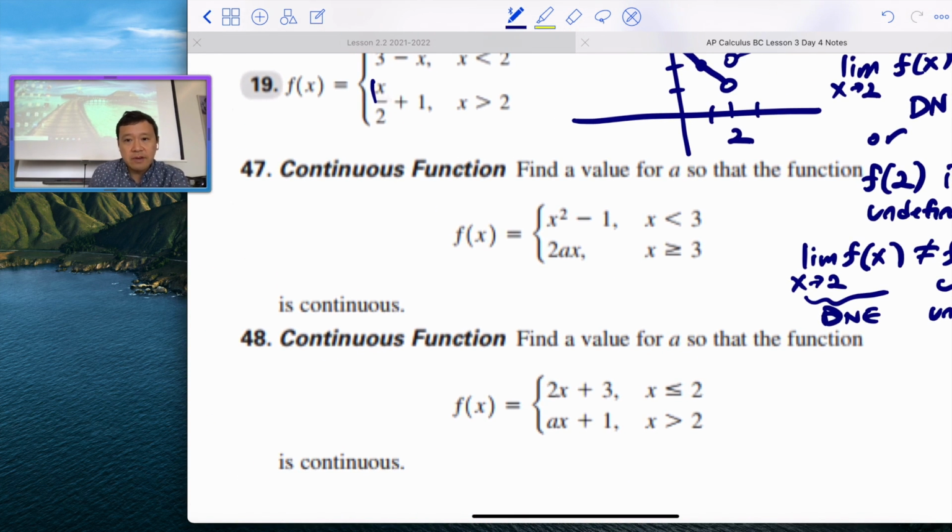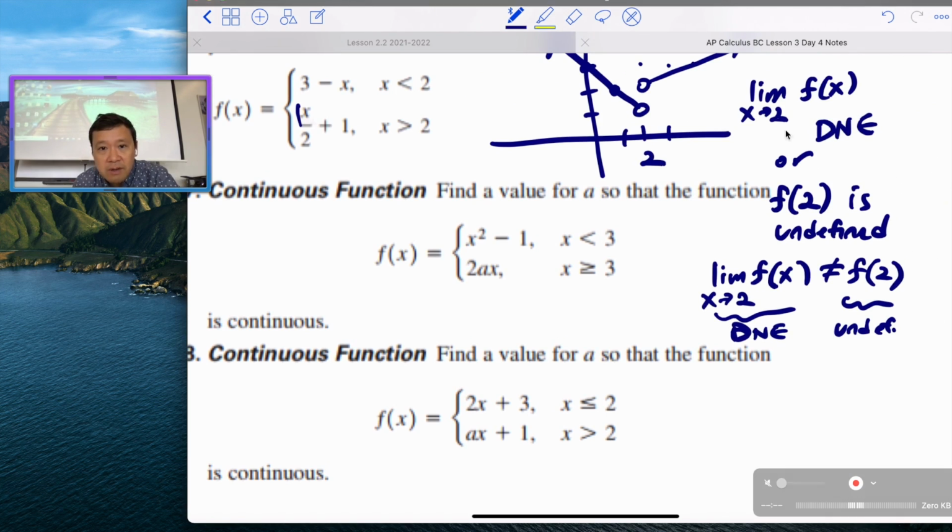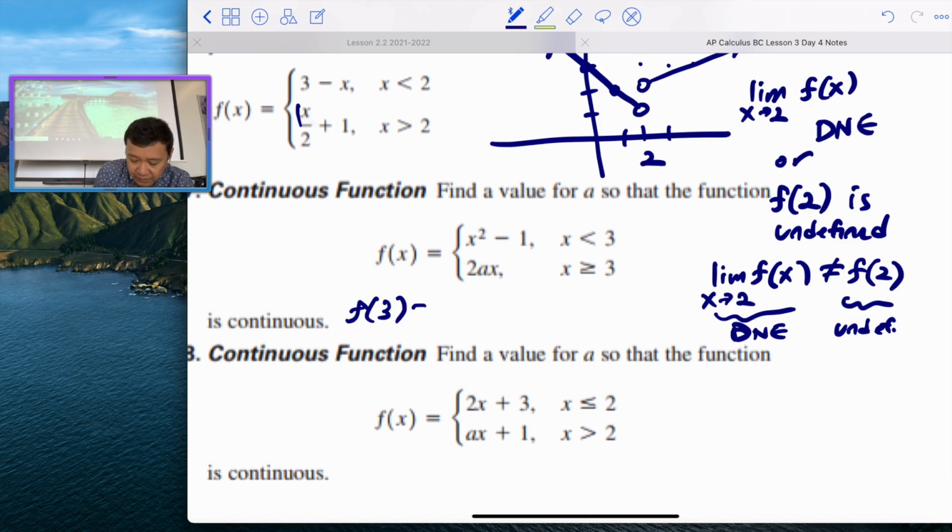Number 47, let's take a look at this one. Find the value of a so that the function becomes continuous. Looks like the problem got cut off. Find the value for a so that the function is continuous. So let's take a look at the endpoints of where they're supposed to meet. When x equals 3, you got 3 squared minus 1, which is 9 minus 1, which is 8. So we know that f of 3 is equal to 8.